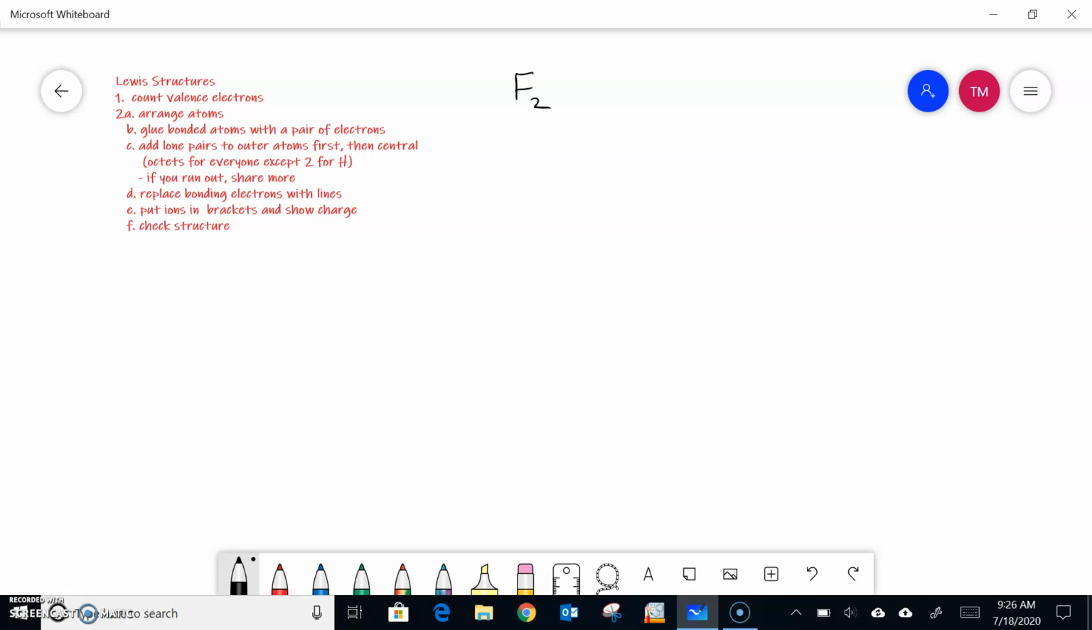Step one is always to count the valence electrons. Fluorine is in group 7 of the periodic table, but we have 2 fluorines, so that's a total of 14 valence electrons.